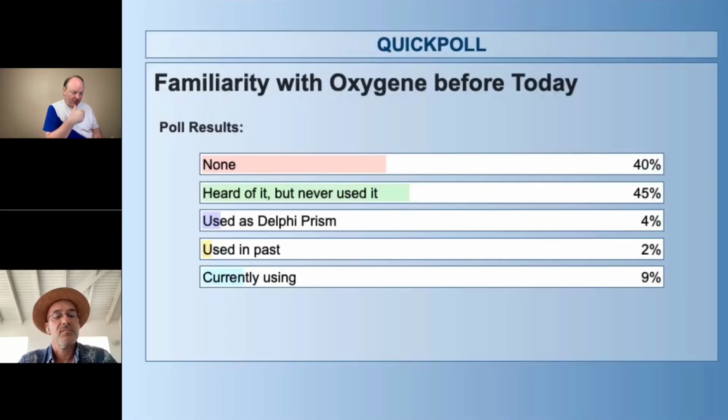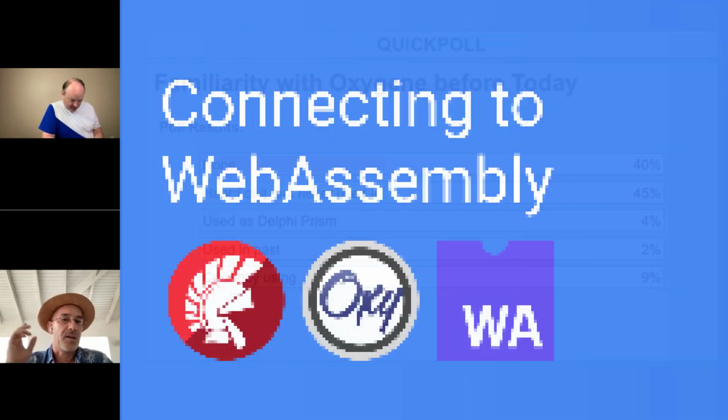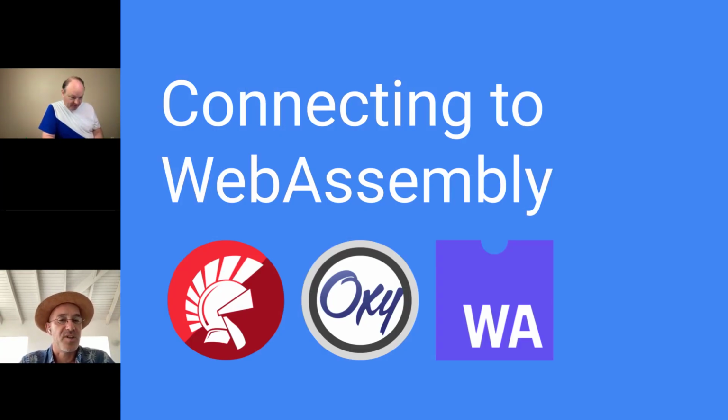So I'll share the results of the poll. It looks like about half had never used it, and about half had heard of it but never used it. So that's good turnout then. A lot of new faces. And even for the 4% that used it as Prism, it has changed a lot, evolved a lot, with more languages. WebAssembly is new with that. Back in the Prism days, we didn't have any other languages or platforms but .NET. So there's lots of new stuff there since then.